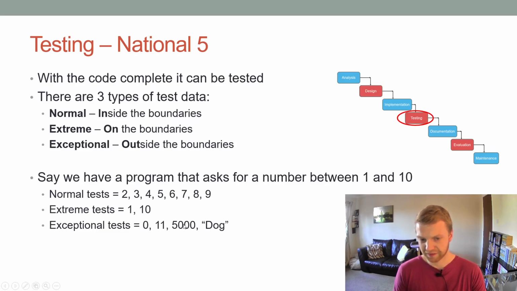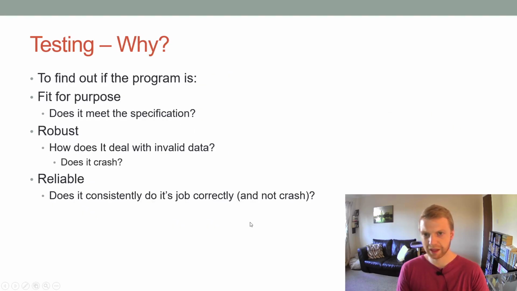A number 5,000, the number 5 million, doesn't matter how large the number, or low, because negative numbers would be exceptional tests as well, or even just a word, even just nothing is an exceptional test, just like a set of quotes with nothing in them, that could be considered an exceptional test. So that's the National 5 stuff. Oh, and remember, it's the fourth stage of the development process, of course.